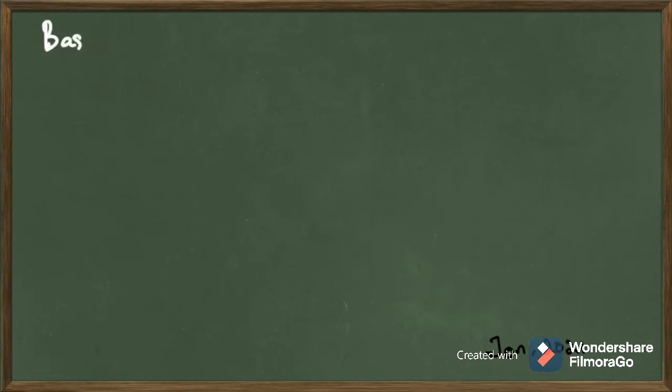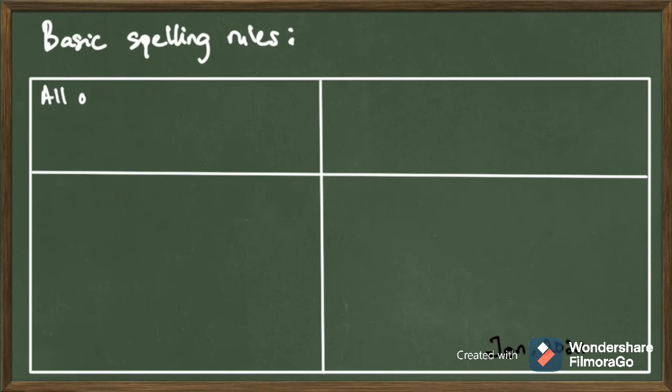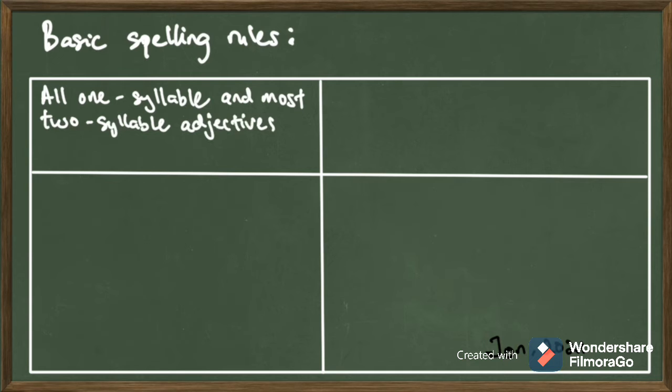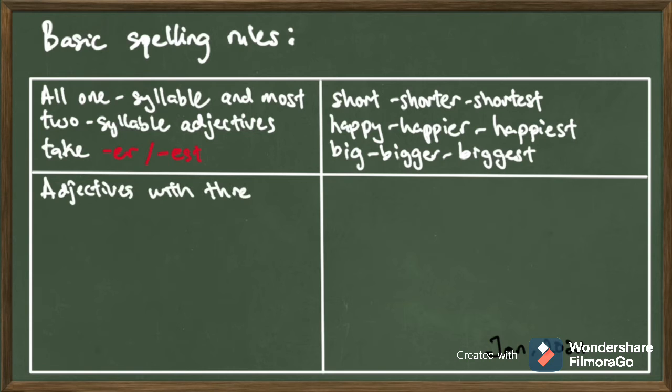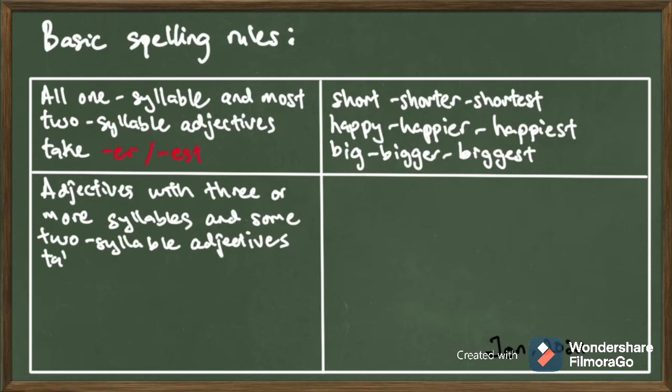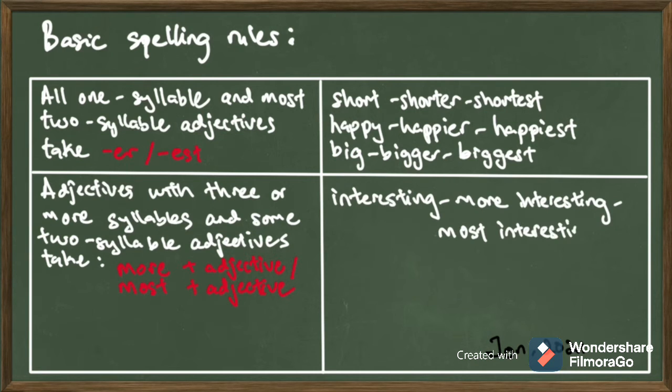Let's go on. Now we're going to look at the basic spelling rules. All one syllable and most two syllable adjectives usually take ER or EST in their spelling. Short, shorter, shortest; happy, happier, happiest; big, bigger, biggest. Adjectives with 3 or more syllables and some 2 syllable adjectives take more plus the adjective, or most followed by the adjective. For example, interesting becomes more interesting and most interesting.